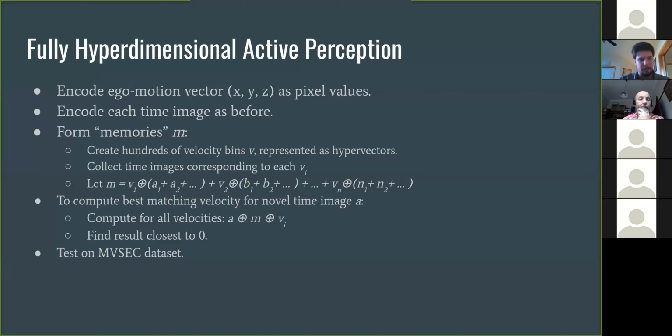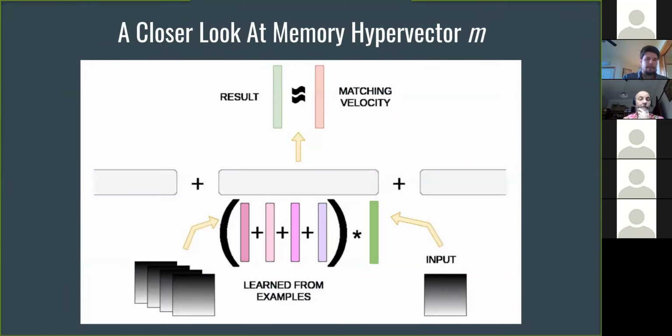And then we tested this on a well-known autonomous vehicle data set, MVSEC, and basically saw what would happen. This is a bit of a more visual representation of the memory hypervector M. If you find the matching velocity, it must be because the learned examples basically collapsed the aggregate function there, so that it's the one non-random result that you get. So it's something that sticks out as being very non-random, and that must be the matching velocity.